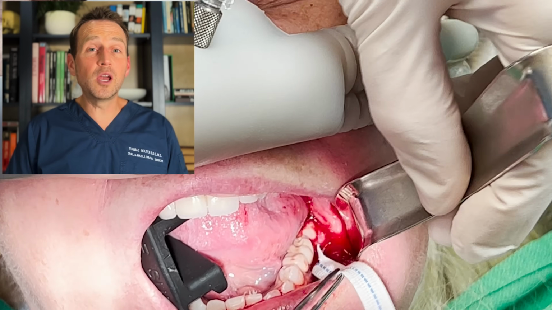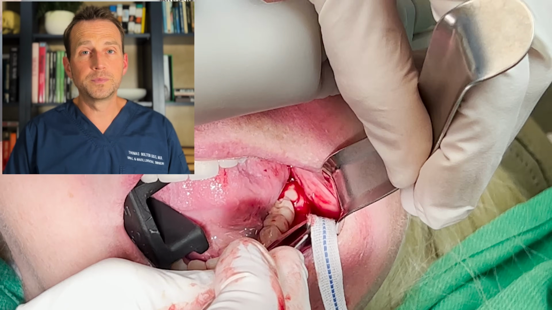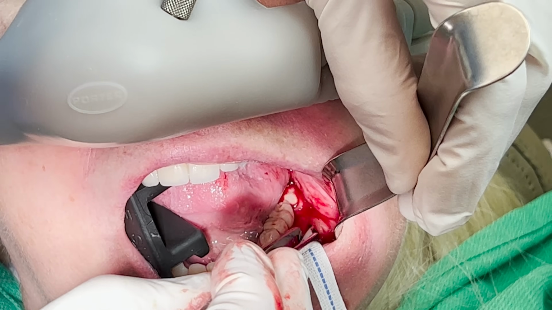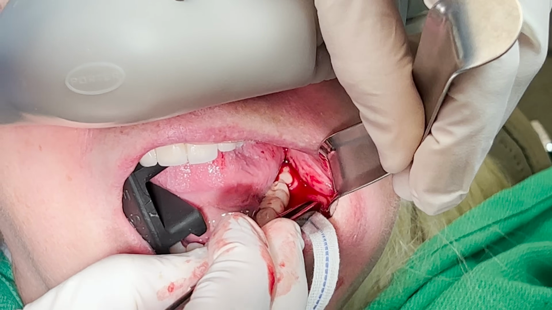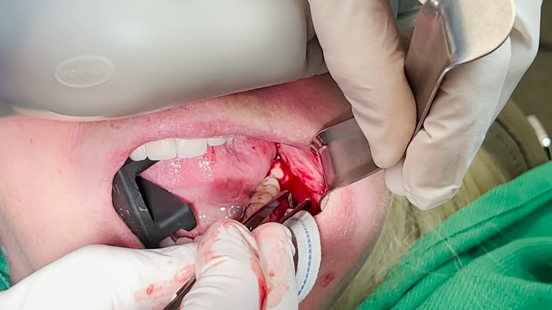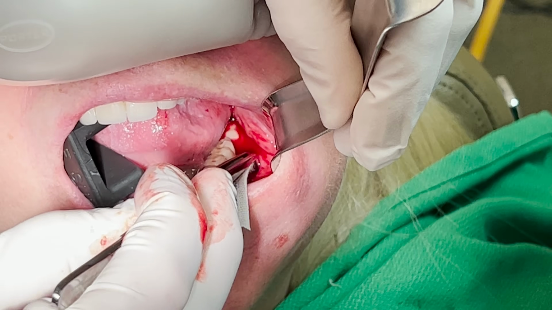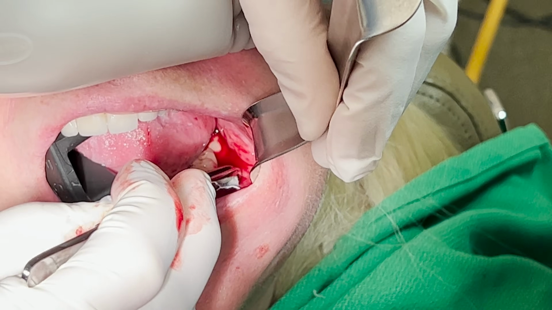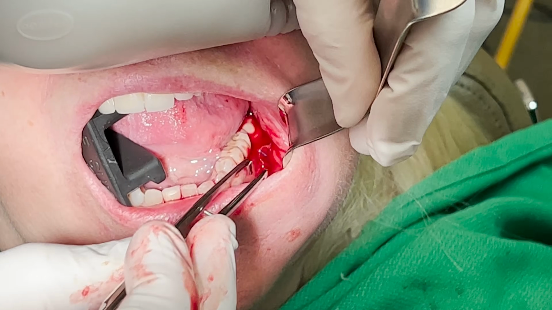Finally, I pack the site with iodoform dressing and secure the dressing with sutures. The dressing is placed to fill the void where the abscess cavity is so that there is no dead space. The dressing is also used to maintain patency of the abscess cavity so that it does not close prematurely and cause reaccumulation of the infection.